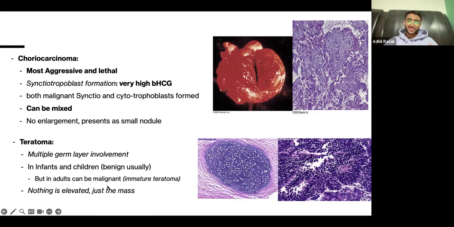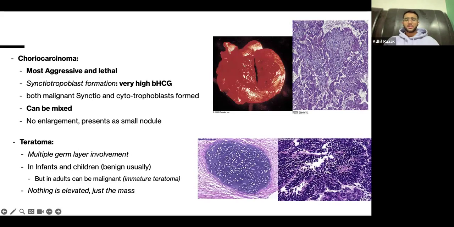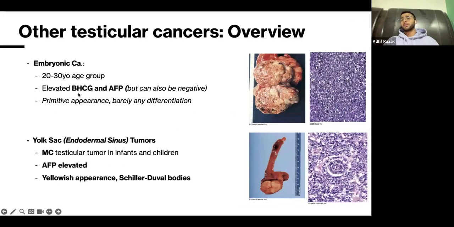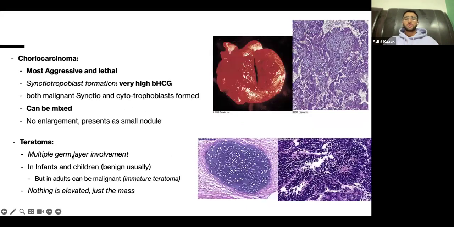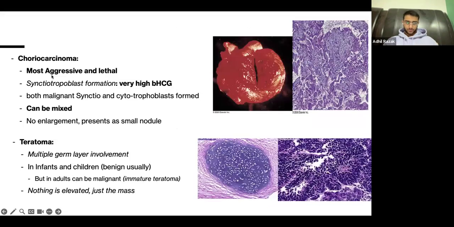There's nothing elevated in this. There's no beta HCG elevated. There's no alpha fetoprotein. There's no PLAP elevated. Nothing's really elevated. You just see a mass, and histopathologically, it looks like this. It's non-specific. Multiple germ layers are involved. There you have teratoma. So the only two tumors where nothing in particular is elevated are teratoma and embryonal carcinoma. Although in embryonal carcinoma, these could be elevated. But one way to differentiate between them is that teratoma happens in infants and children. Embryonal carcinoma happens in young adults.